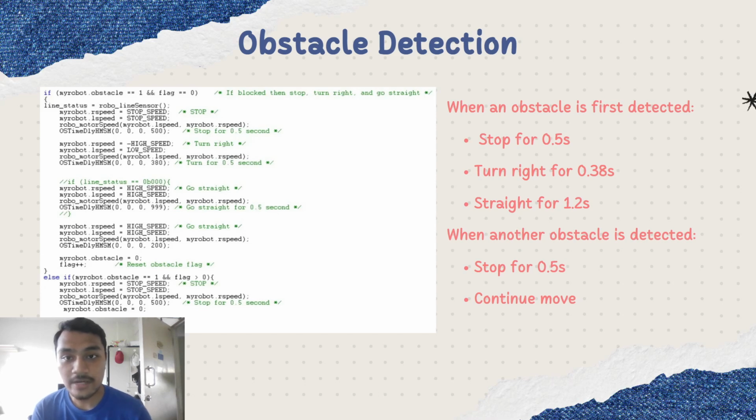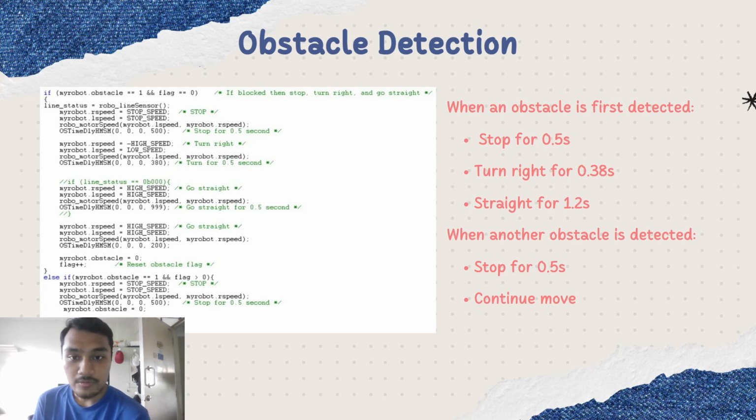And lastly, we have the obstacle detection. In this code, we put here the obstacle and also the flag parameter. In this case, the flag value is at 0. So if an obstacle is first detected, we program here that the Robocar is stopped for 0.5 second.